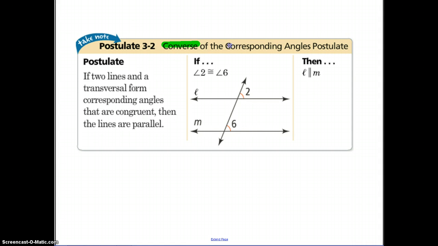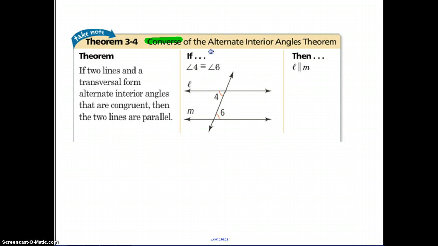Now, that means we got to go back in our memory bank and talk about our corresponding angles postulate. And what it said is if your lines are parallel, then your corresponding angles are congruent. Well, now let's do a converse. Let's switch it up. If our corresponding angles are congruent, in this case angle 2 and angle 6, then your lines are parallel. Do you see how it takes those two statements, it switched the hypothesis and the conclusion? Awesome.